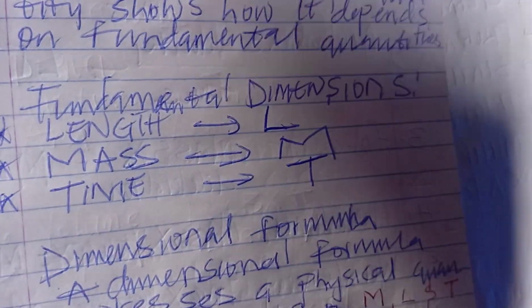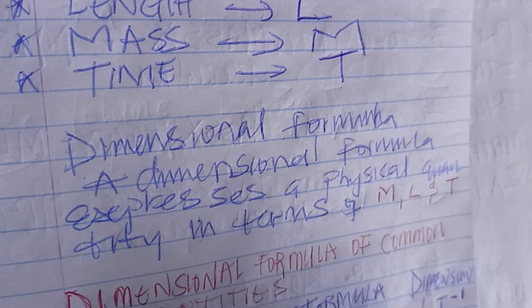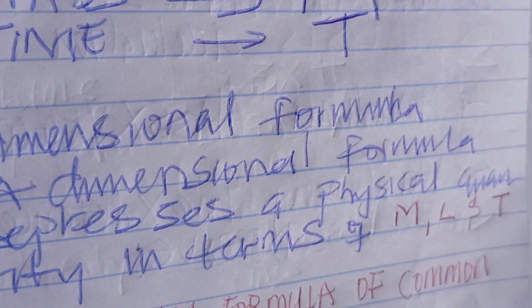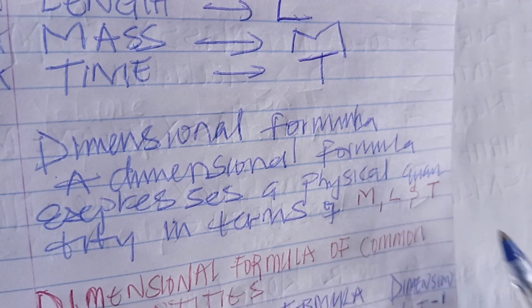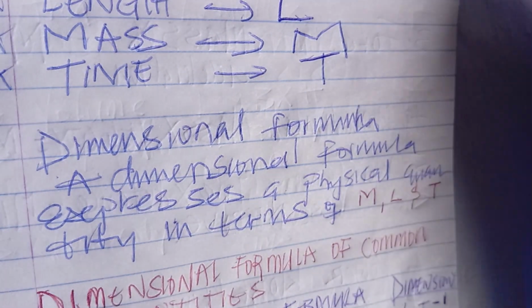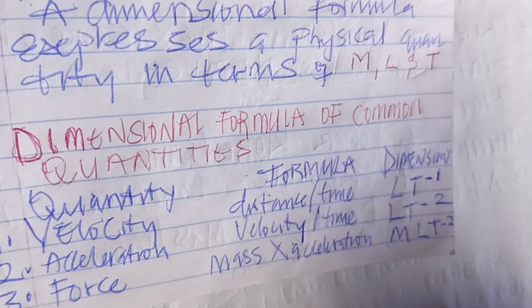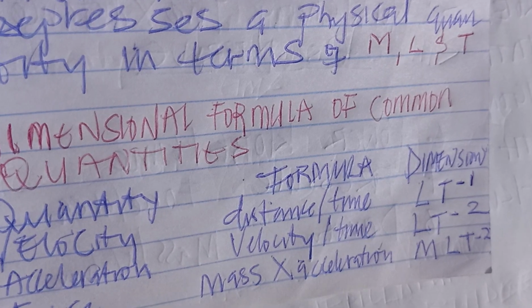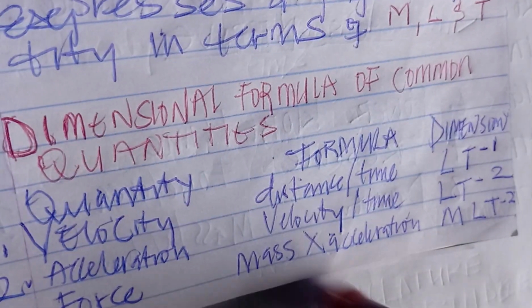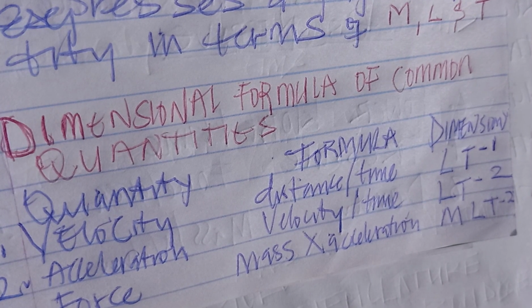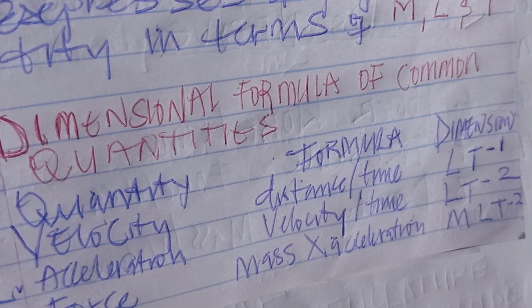So, a dimensional formula expresses a quantity in terms of M, L, and T. Are you getting me now? Now we talk about dimensional formula of common quantities. Please pay attention. The dimensional formulas for some common quantities are as follows. For velocity: velocity is distance over time, right?